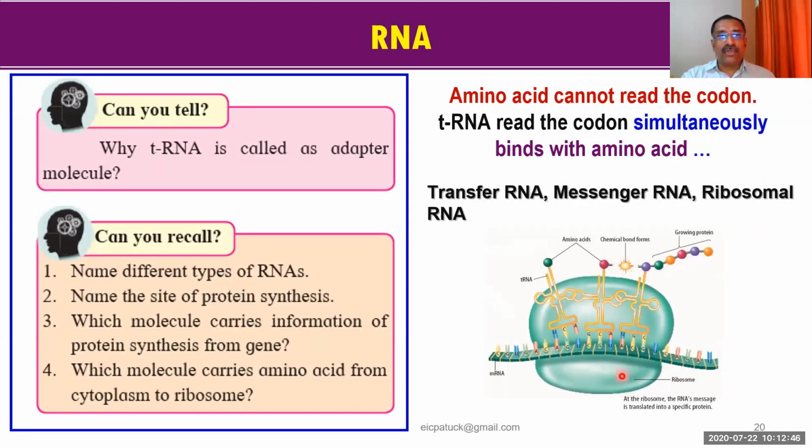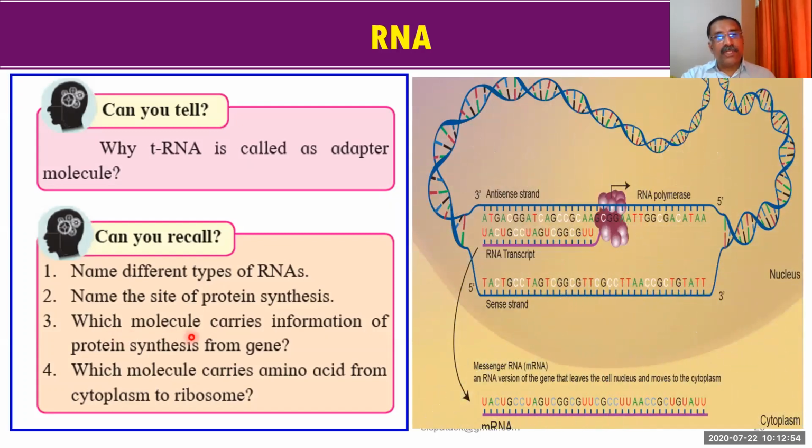Okay, so the ribosome is the site where the protein synthesis is taking place. Now next question: which molecule carries information of protein synthesis from gene? Gene means DNA. From the DNA, who is carrying the message or information for the synthesis of protein? Messenger RNA. So messenger RNA is bringing the message to the ribosome for the synthesis of protein. So messenger RNA is bringing the information.